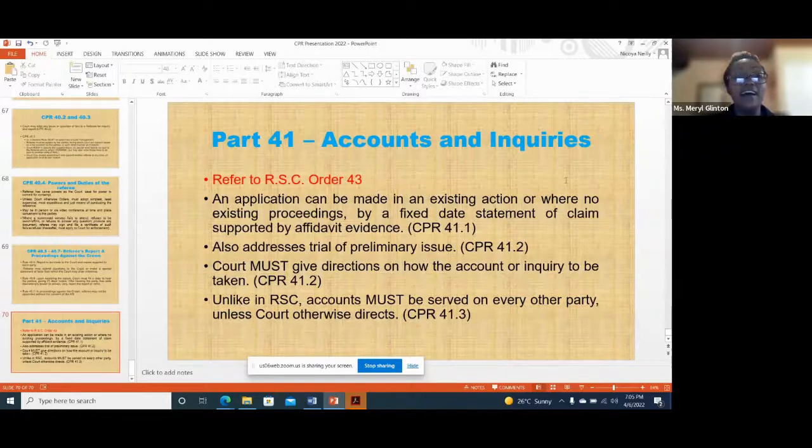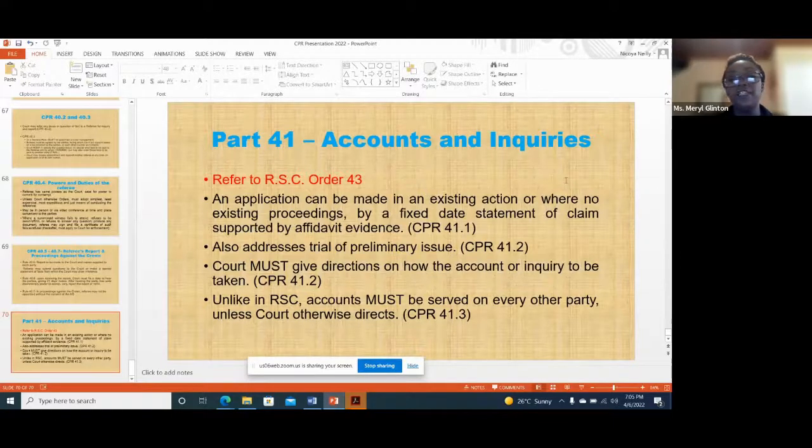Okay, and this is our last slide. It's part 41. As I said, part 41 is very similar to order 43. You can line them up side by side and you won't be taken very much by surprise at all. All I'm pointing out to you is that an application can be made in an existing action, or where no existing action exists, you can take out a fixed date statement of claim supported by affidavit evidence if all you are seeking is accounts and inquiries.